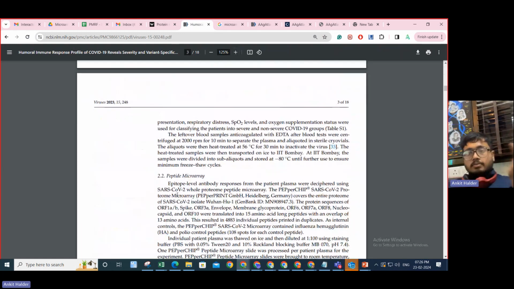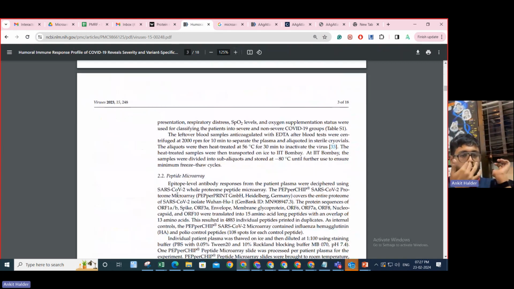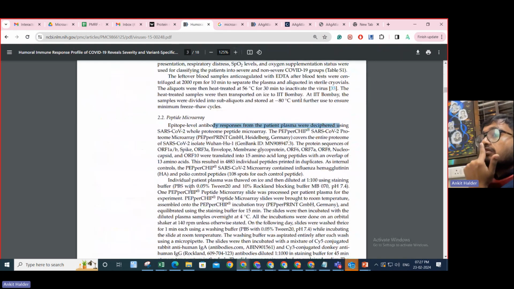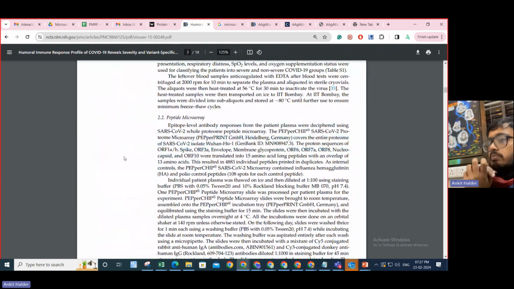So what is a peptide microarray? Apart from the protein microarrays, peptide microarrays have also been in play for a long period of time. The epitope level antibody responses were deciphered, using the entire proteome of the SARS-CoV-2 isolate. The protein sequences were translated into 15 amino acid long peptides with an overlap of 13 amino acids. So 1 to 15, then it will start from 3 to 17. In this way, 13 amino acids of the peptides are overlapped.